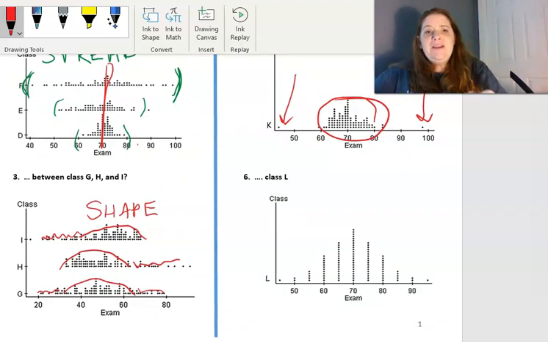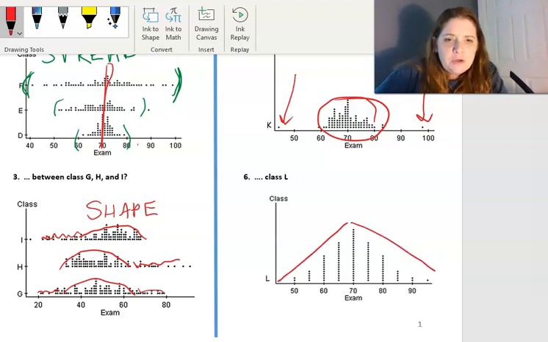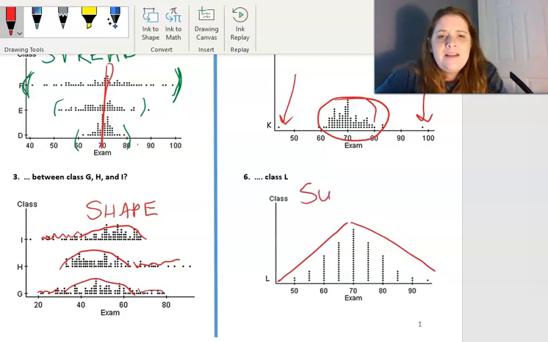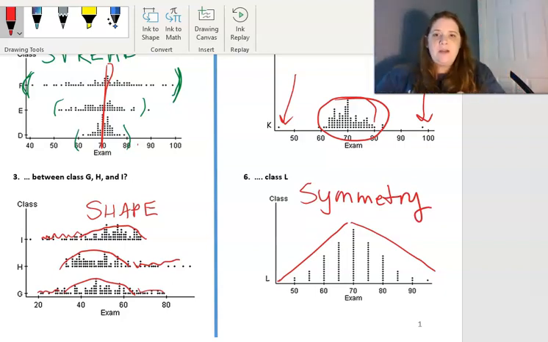Okay. Now the other class here, class L, what you ought to notice in here is that this is perfectly symmetrical, 70 in the middle, and then the bars go down in height. They are all perfect symmetry. This is something that we would want to note. It's raised in the center, and we have perfect symmetry as we go down.